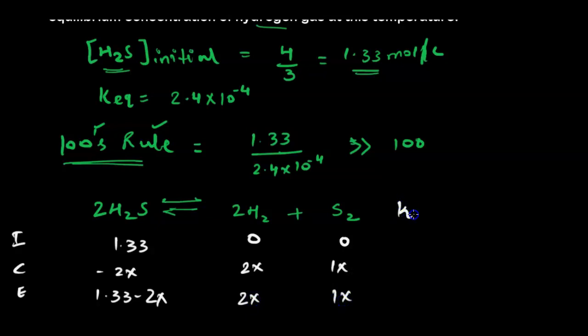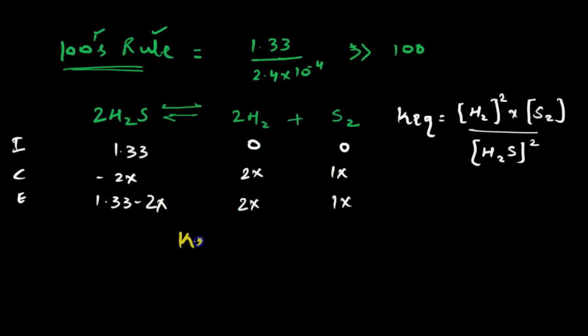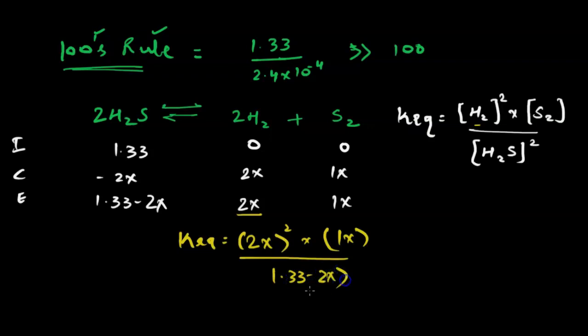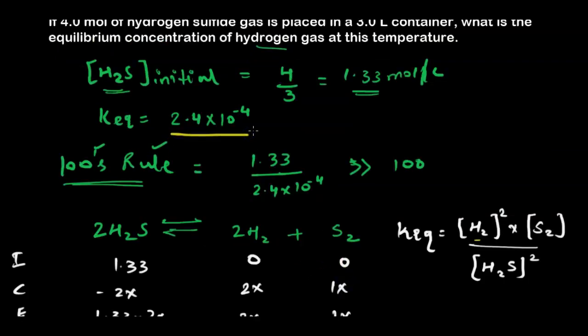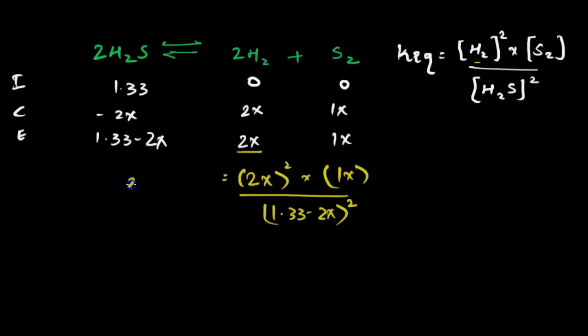Now when we write the K equilibrium equation, we get the product of hydrogen concentration squared and sulfur concentration, divided by the concentration of H2S squared. Now we plug in the values. Hydrogen concentration at equilibrium is 2x, so we put 2x squared multiplied by sulfur, which is 1x, divided by 1.33 minus 2x squared, and the value of K equilibrium is 2.4 times 10 to the power negative 4. We can write that here, 2.4 times 10 to the power negative 4.